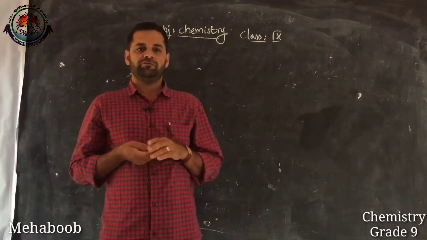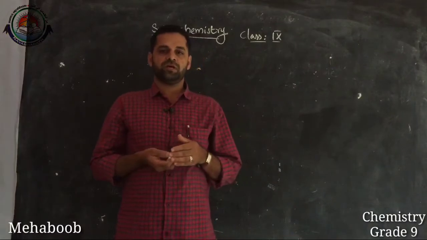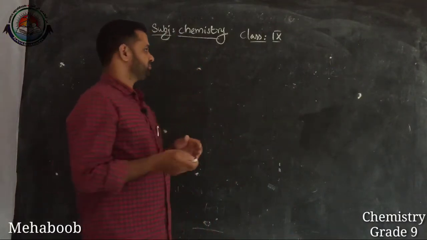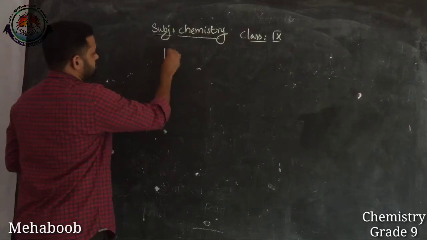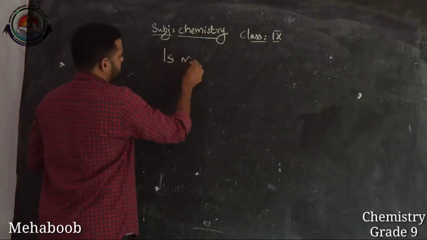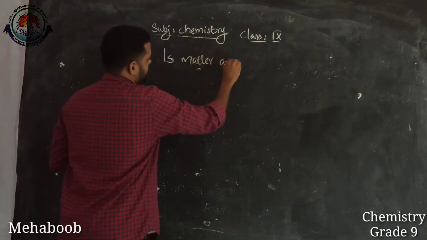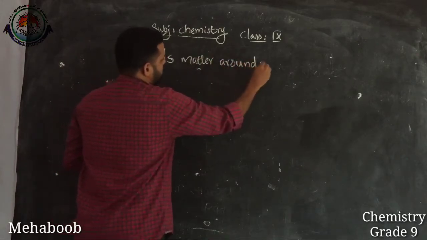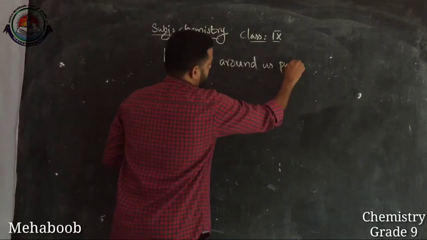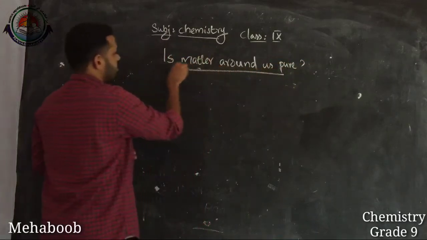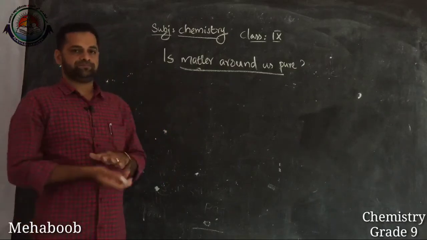So we have finished our first chapter. So we move on to the next chapter, that is chapter number 2: Is Matter Around Us Pure? So that is the name of the chapter. Is matter around us pure?